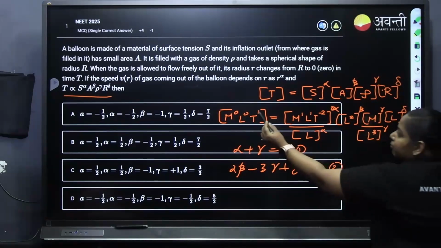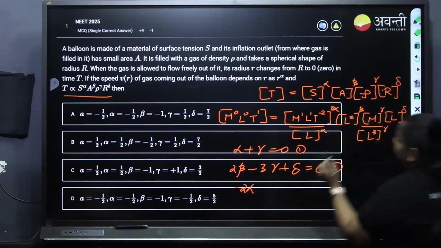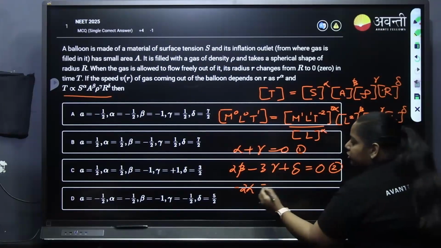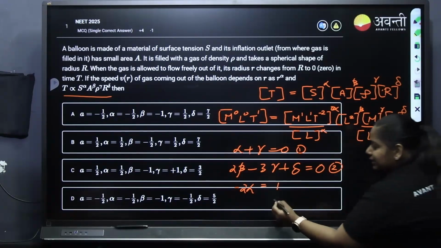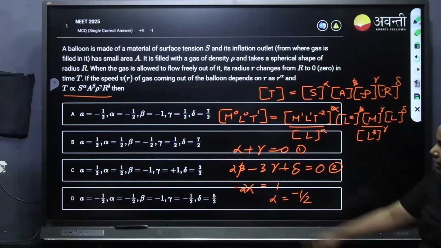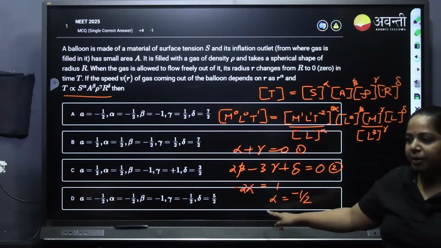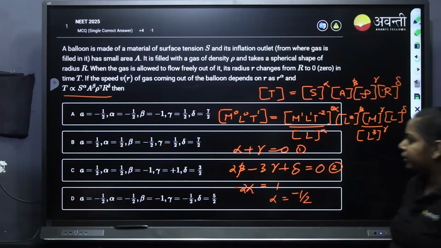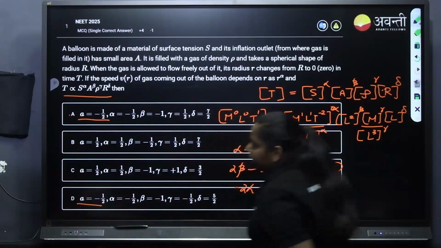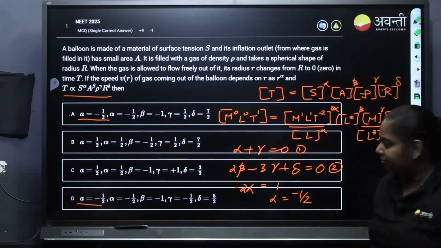Now T should be 1. So minus 2 alpha, then no other T is there. So minus 2 alpha should be equal to 1, which means alpha should be equal to minus 1 by 2. See the options. We found the first power, right? Alpha equal to minus 1 by 2. It is coming in here and here. So we can eliminate two options there itself.